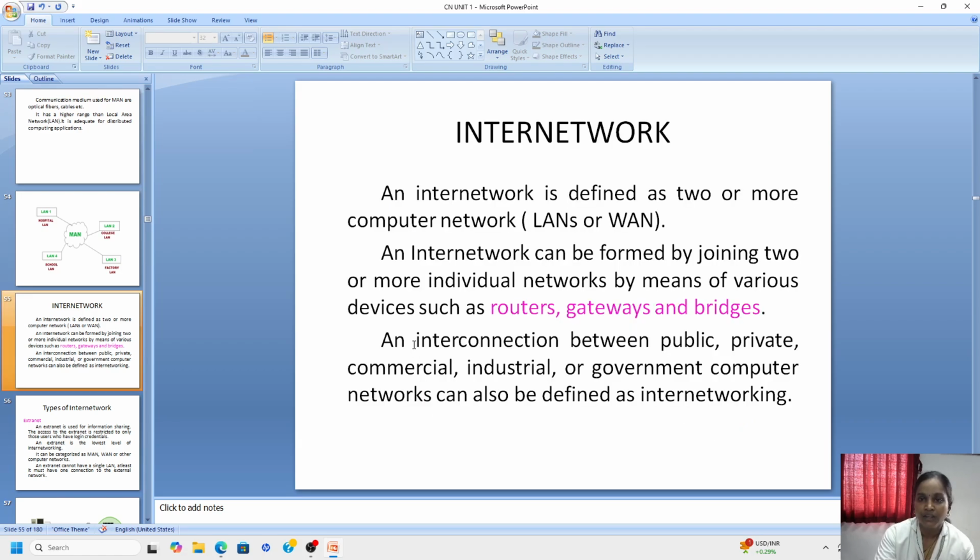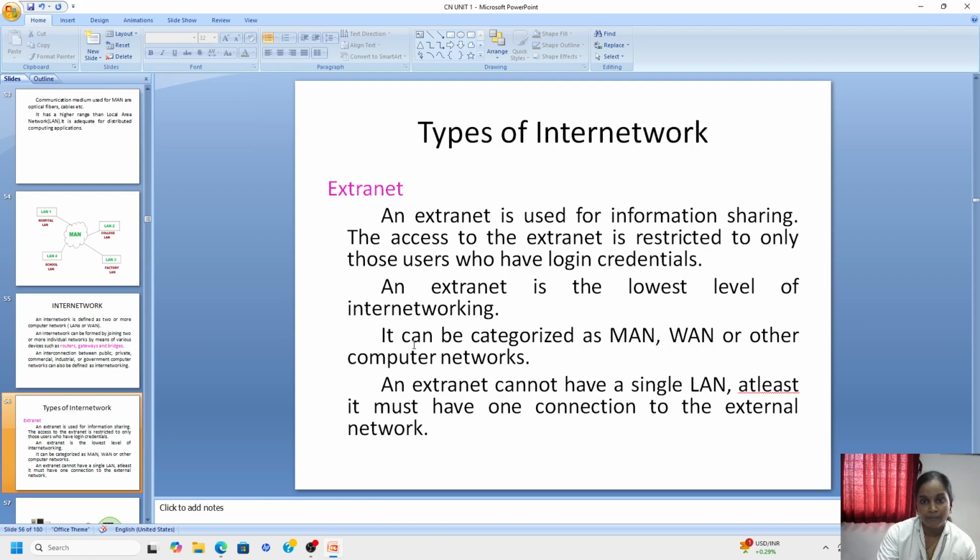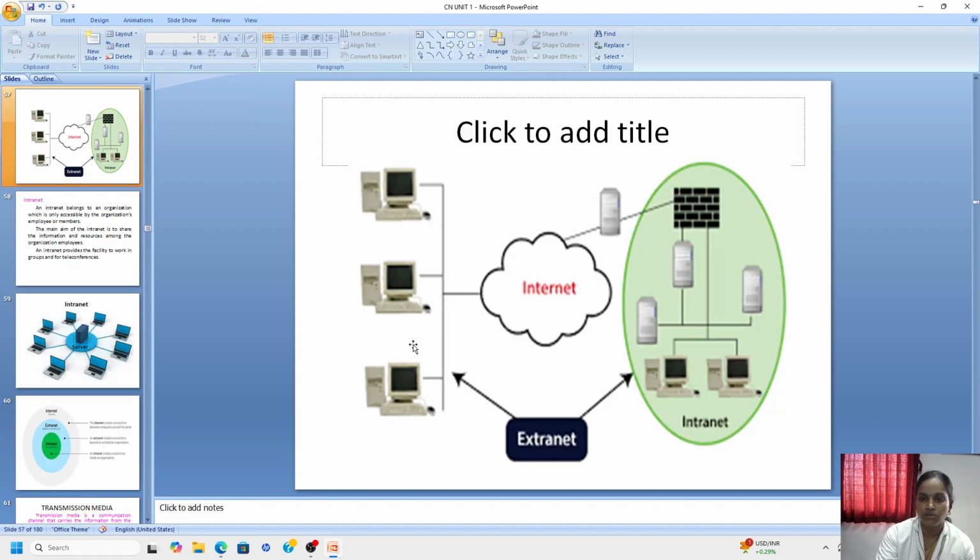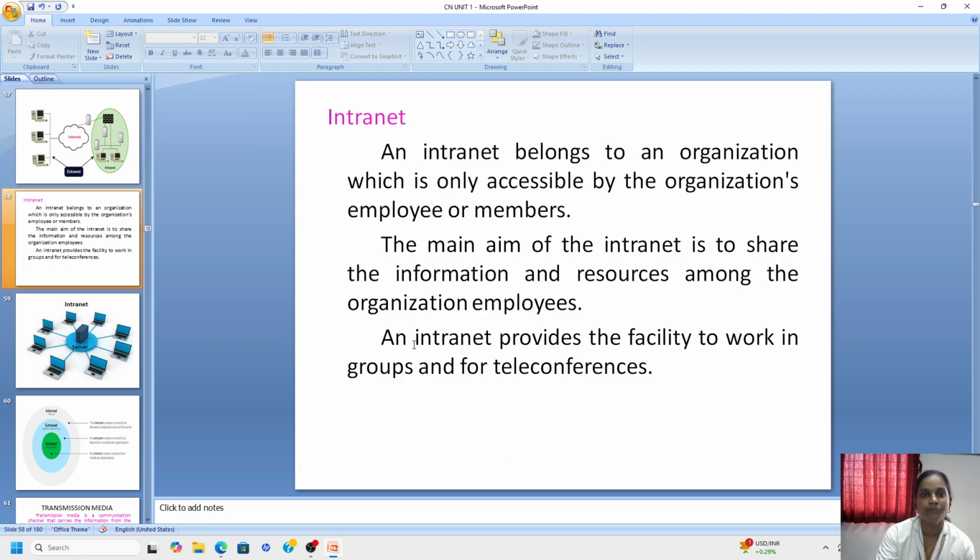Internetworking is defined as two or more computer networks, such as a LAN or a MAN, connected together. Extranet is used for information sharing. Access to an extranet is restricted to users who have login credentials. So this is a diagrammatic representation.